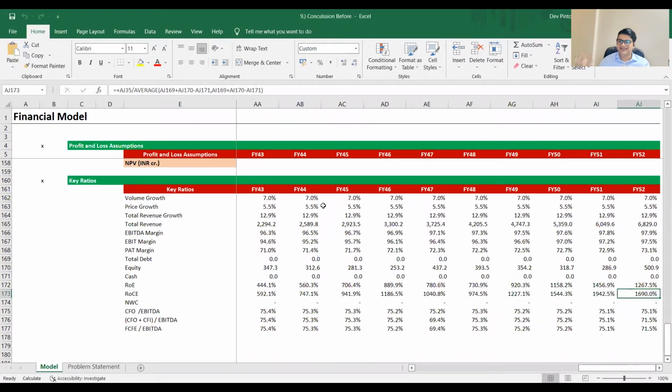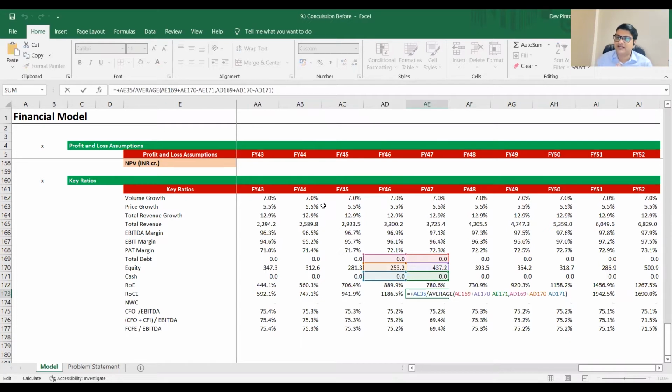Like 1690% ROC, not something that most people will particularly believe if they see it. So let's think about why this is happening. So what is ROC? It's EBIT divided by total capital employed, which is total debt plus total equity minus cash, just to get total capital employed in the business.